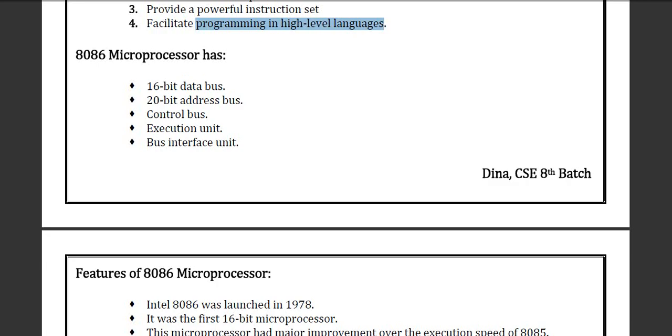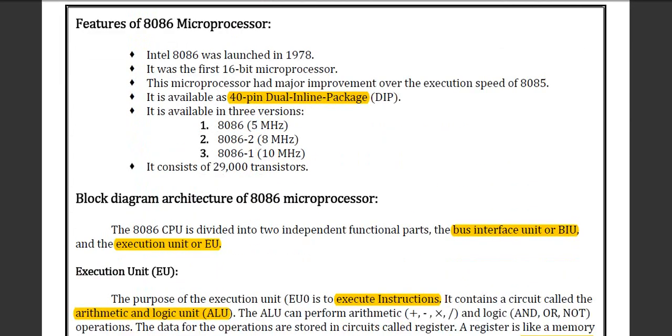The 8086 microprocessor has a 16-bit data bus, a 20-bit address bus, a control bus, an execution unit, and a bus interface unit. Those two units divide the 8086 into two parts. Here are some features of 8086. It is a 40-pin dual inline package, in short DIP. It has three versions: 5 MHz, 8 MHz, and 10 MHz.